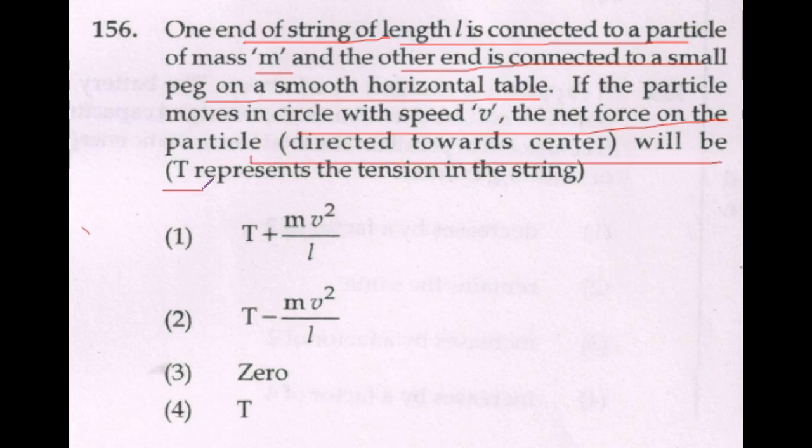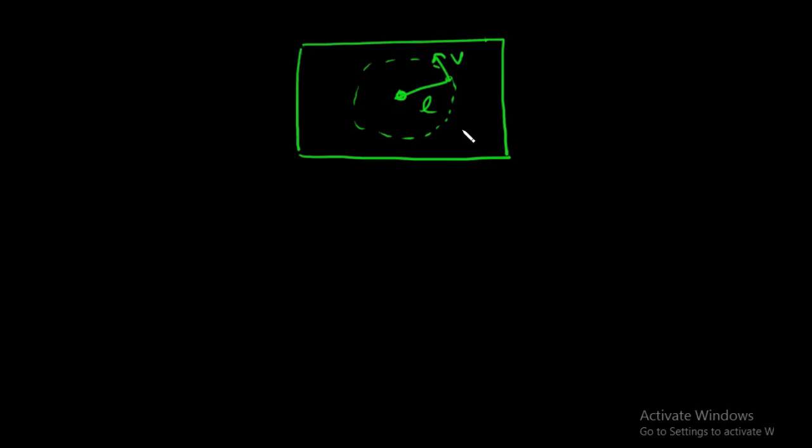Alright, so here it has been given that T is the tension. Alright, so what will be the net force on the particle? So let's see. Alright, so this is the question. We have the peg over here and the particle over here. Both are connected by a string of length L. The particle is going around a circle with a velocity v. So as I earlier told you, when a particle goes around a circle, the force on the particle is always directed inwards, and it is called a centripetal force, okay? So here this force will be directed towards the peg, the center, we can say O.